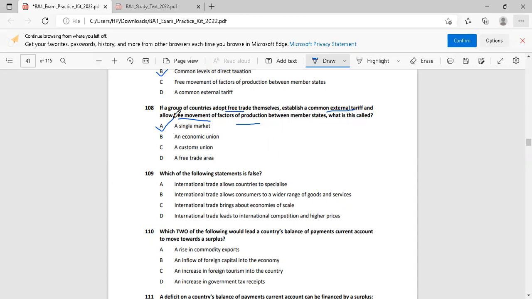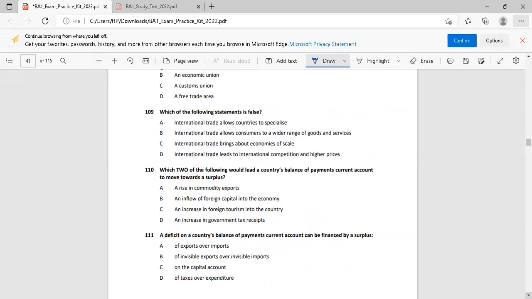Which of the following statements is false? International trade allows countries to specialize. International trade allows consumers a wider range of goods and services. International trade brings about economies of scale. International trade leads to international competition and high prices. So what's the answer?